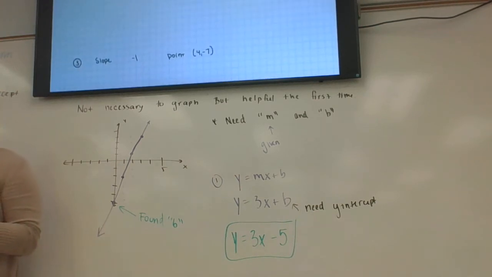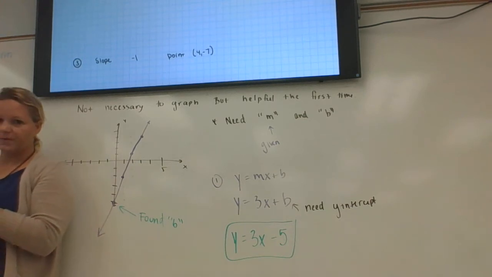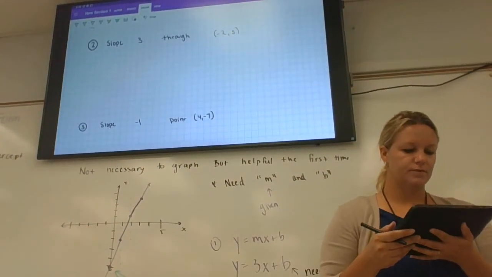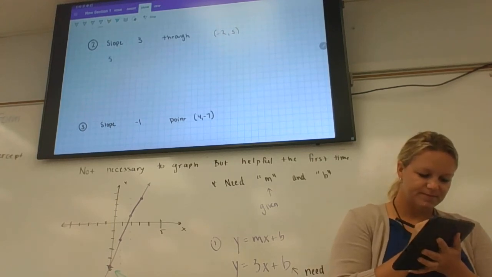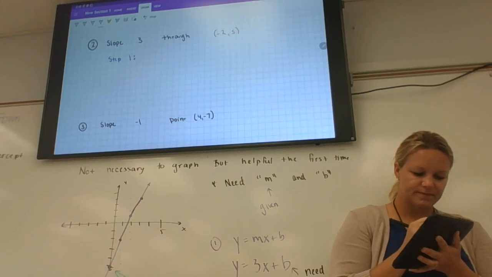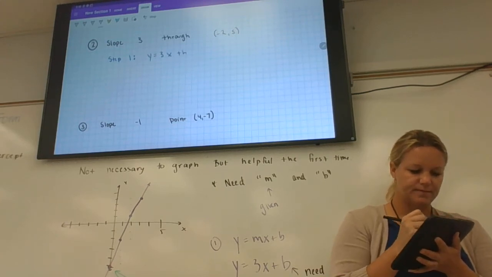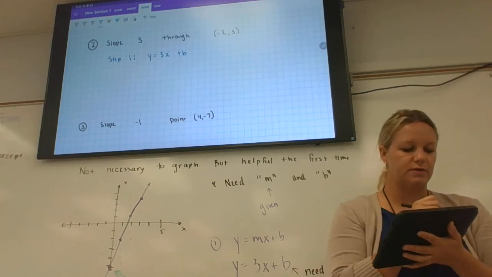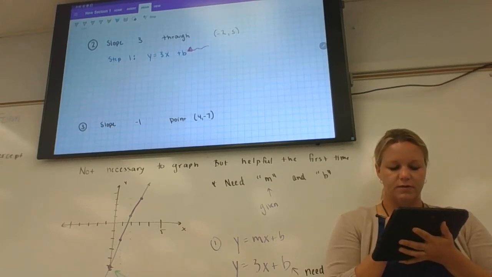Here, these are our last 2 examples. Let's see how far we get. Slope is 3 and it goes through this point. Write an equation. All right, step 1 is to plug in slope. So we have y equals 3x plus b. And what we don't know is b.